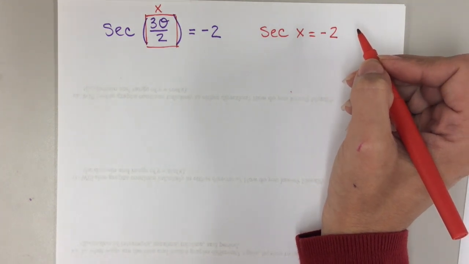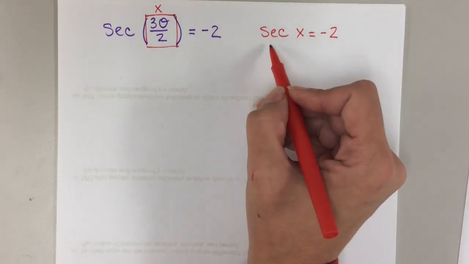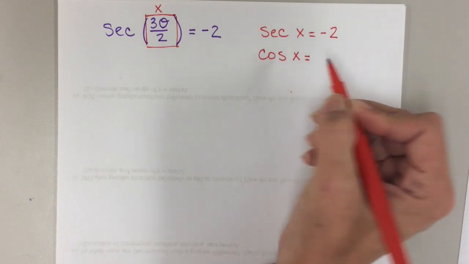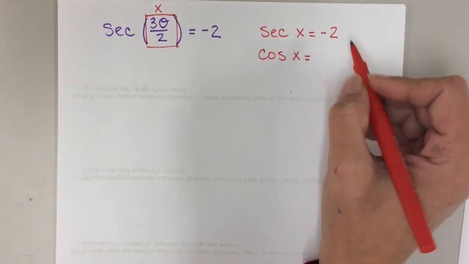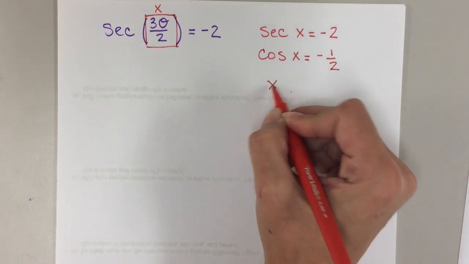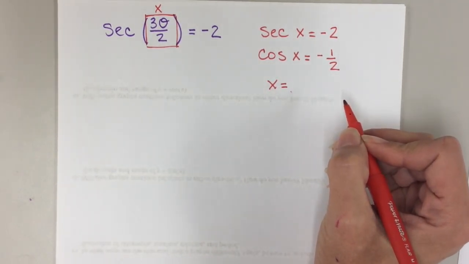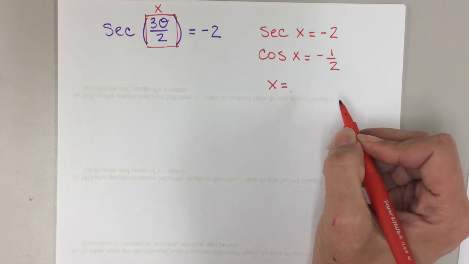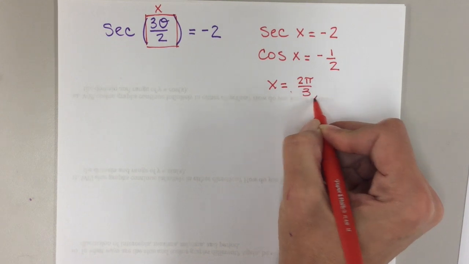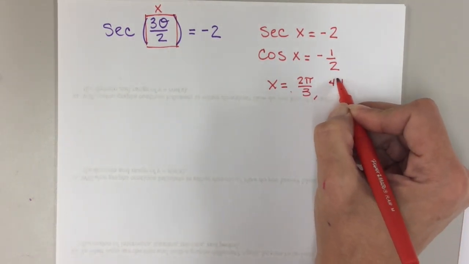Well, the unit circle makes it real easy to find sine and cosine. So instead of secant, let's change this to cosine of x. And cosine of x is the reciprocal of secant of x, so this should be -1/2. And where on the unit circle is cosine -1/2? That is at 2 pi over 3, and it is at 4 pi over 3.